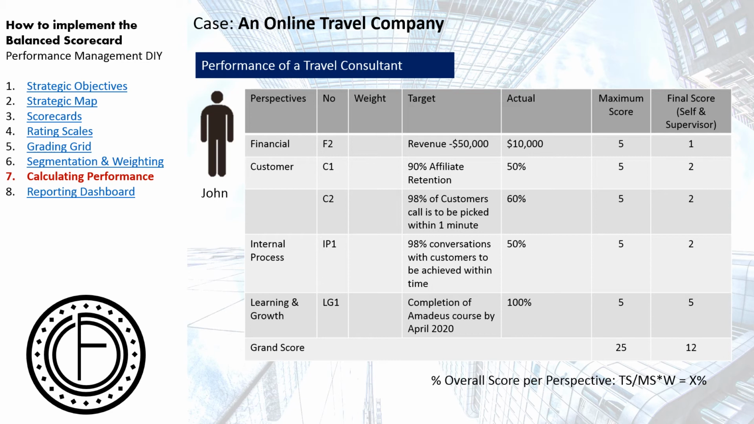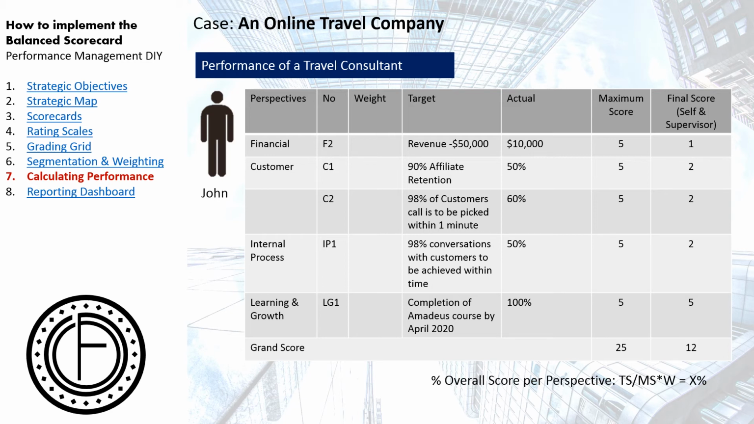From this computation, to arrive at the final score for John, you need to take the total score from the performance dialogue between himself and his supervisor, which is 12, divided by the maximum score achievable, which is 25. Then you multiply it by the weightings. However, to be sure that you are doing the right thing, you need to ensure that at each of the lines, you take the total score. For instance, financial F2, the final score there is 1 divided by 5 times 40%.